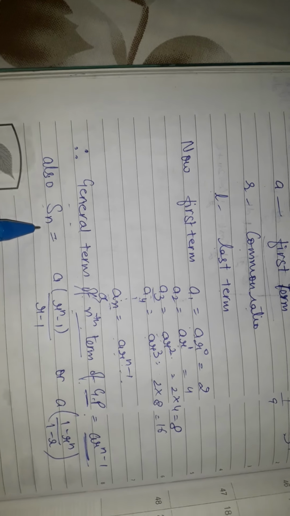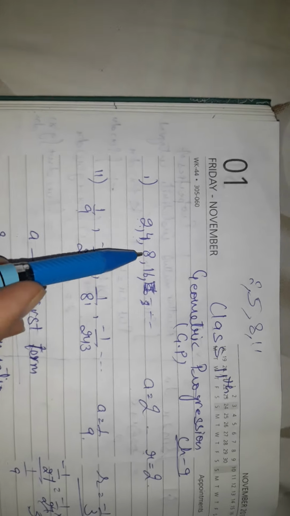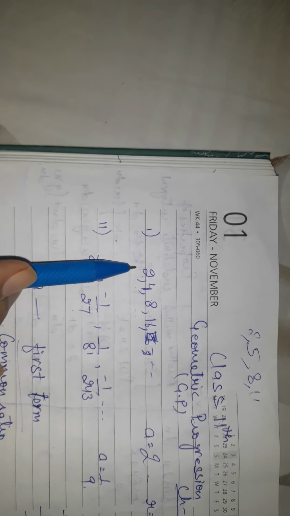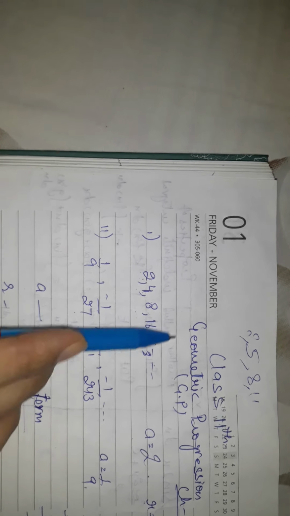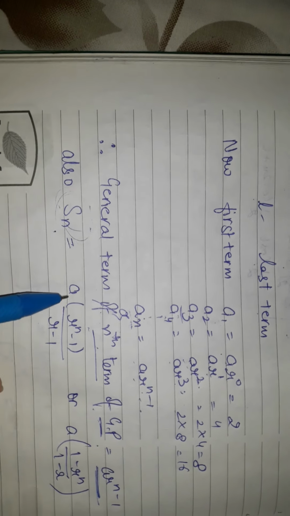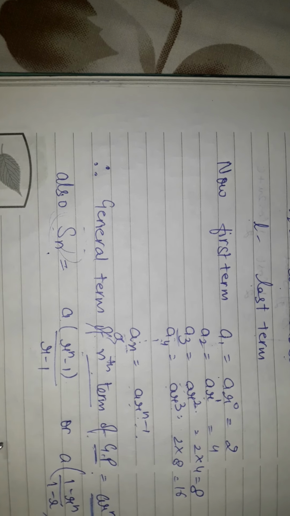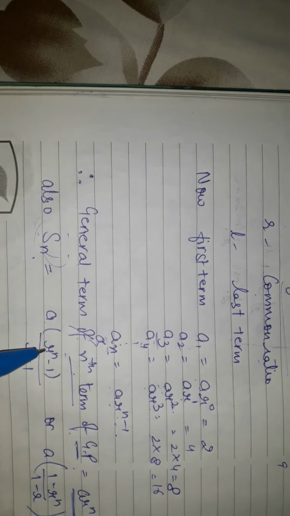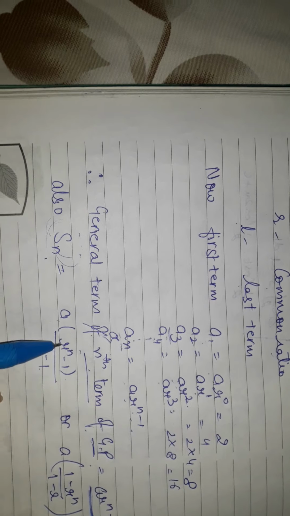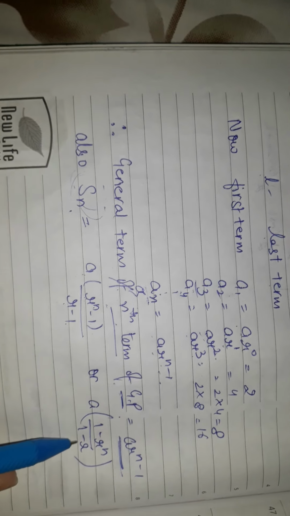Similarly for SN, now SN is the sum of the terms of the GP. Suppose you have to add them, 2 plus 4 plus 8 plus 16, so you have to add them. So 4 terms you have to add, so n will be what? 4. So this is the formula, directly we have found it out. You can just learn it, there is no need to work out how its derivation came. So it is A times R raised to power n minus 1 upon R minus 1, where A is the first term, R is your common ratio, and n is the number of terms you are adding. Similarly the same formula can be written like this also.